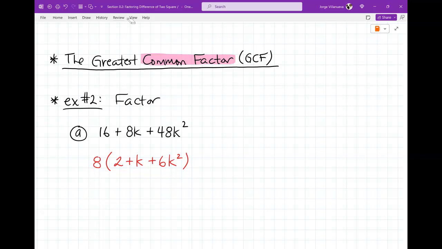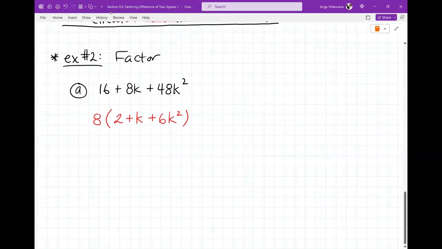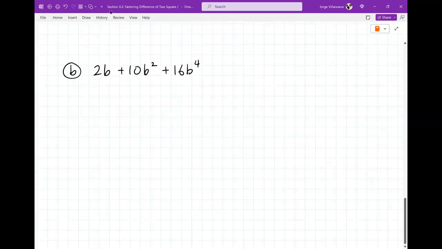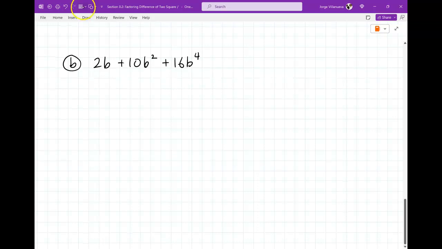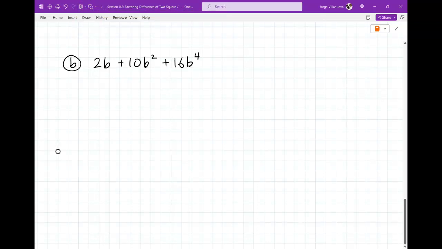Let me give you another one like this. Another homework problem. But as you can see, these are not supposed to be difficult. You're just trying to find something that they have in common. 10b squared plus 16b to the fourth. So we're just trying to find something that they have in common, right? If you look at all terms, do they have a number that they can all be divided by? What is it? 2. All right.